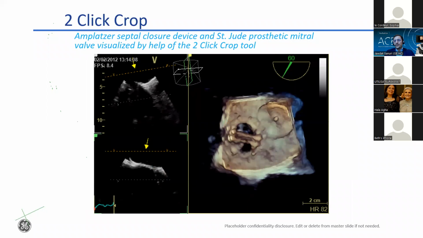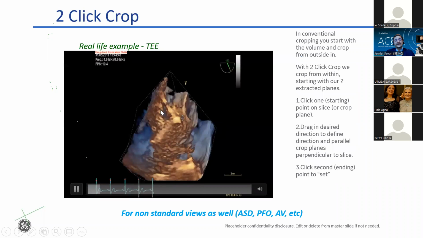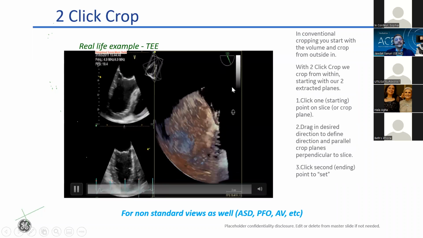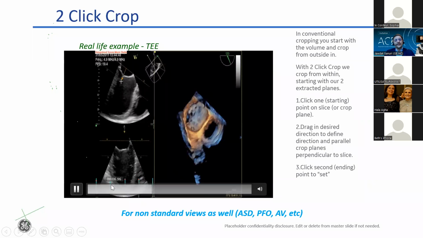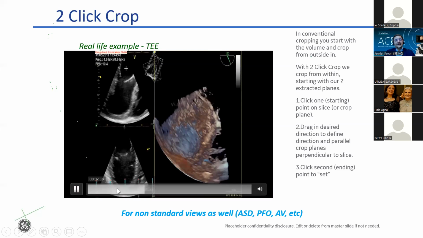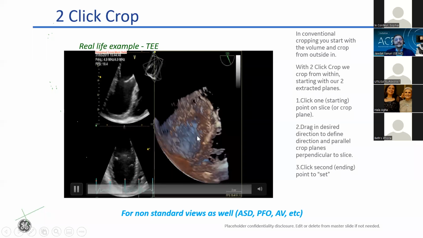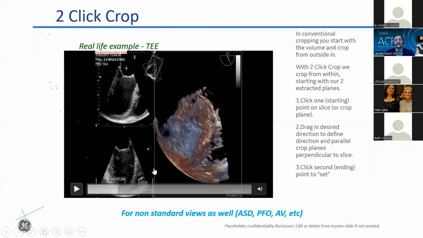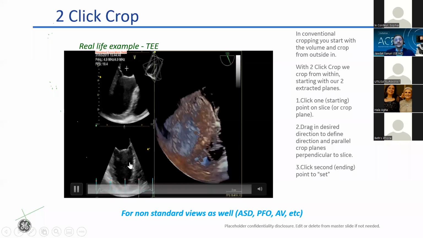2-click crop, if we can skip to the actual image. Here you can see this is a structure that is being acquired in TEE because this is the icon for TEE. And you can see this looks like a midesophageal long axis with 90 degrees perpendicular plane. But if you look at the volume on this side, the surface rendering on the right here, it doesn't give me much information, simply because all the walls here are within the field of view. And if I'm looking at surface, I'm looking at the outside surface, I don't see inside. So in order to see inside, I need to do some kind of cropping.